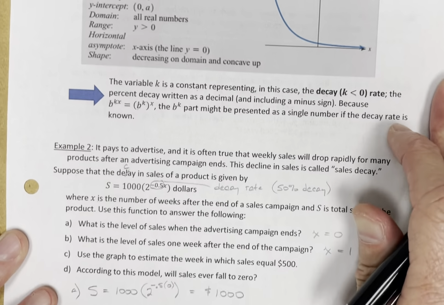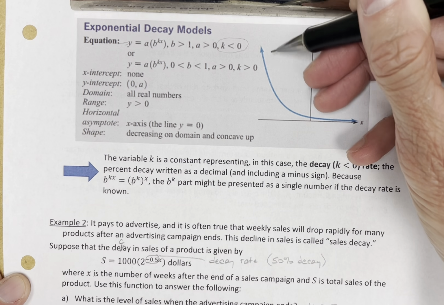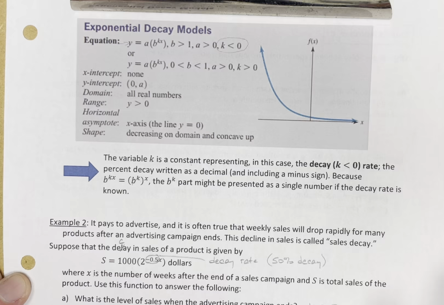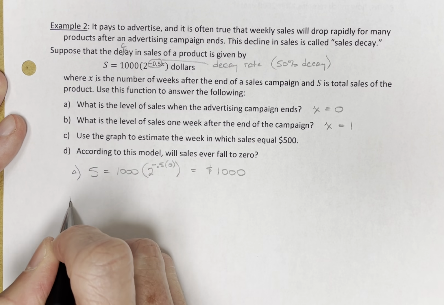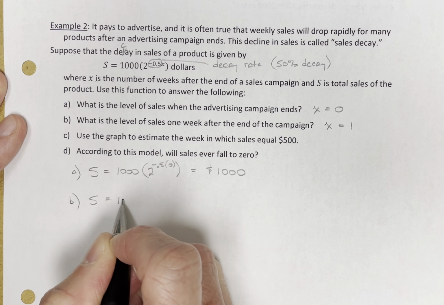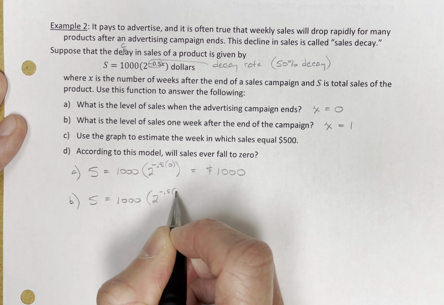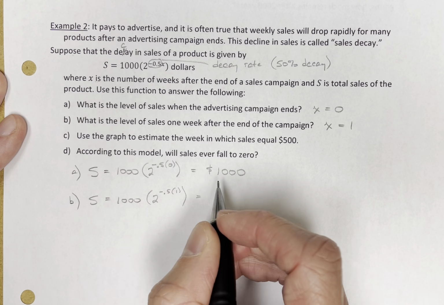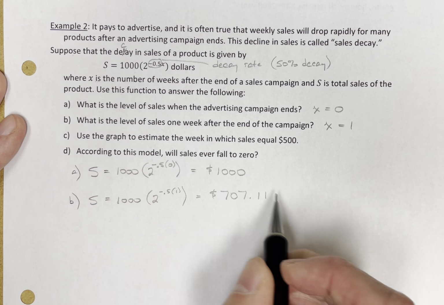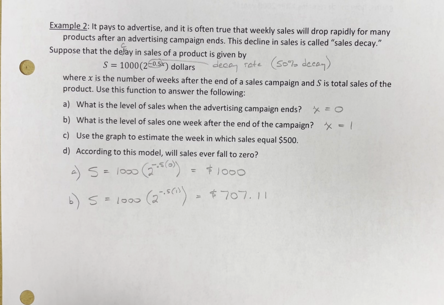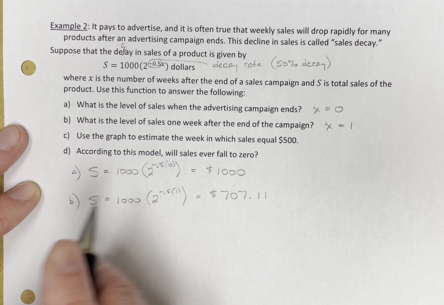And we know from up here, it's going to drop fairly precipitously early on. So let's find out how much it drops from the x equals 0 from letter A. So S is equal to 1,000 times 2 to the negative 0.5 times 1. Into a calculator that goes, and the sales dropped to $707.11. That's a rather significant drop after 1 week. And we stopped advertising and sales went down pretty quickly.